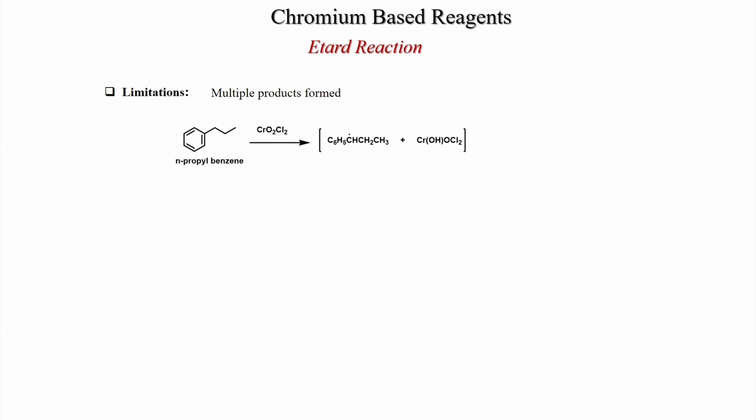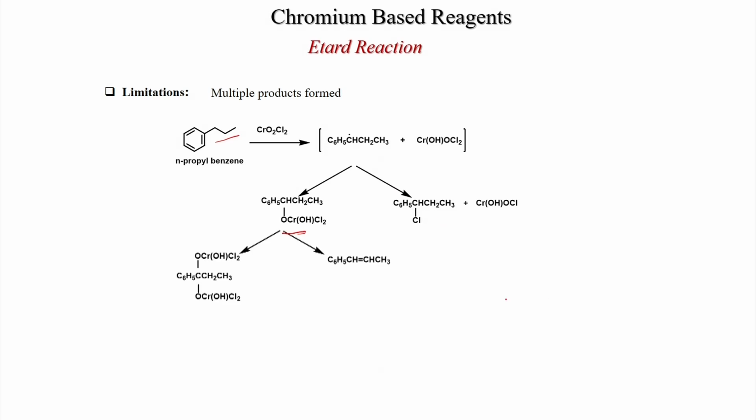However, there are limitations for this reaction. One limitation is that multiple products will form when you increase the chain length. Like if you use n-propyl instead of methyl, if there is an n-propyl group, then there are many products formed. And if we consider the radical mechanism, here the benzylic radical will form, and this will be a byproduct, and now this radical can react again to give this chromium complex, as well as chlorine can react to give this chlorine compound. This was also a side product of this reaction.